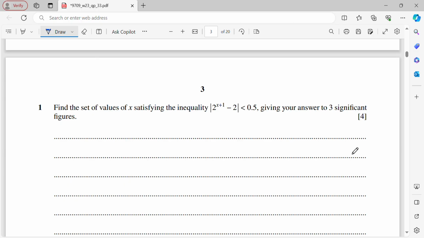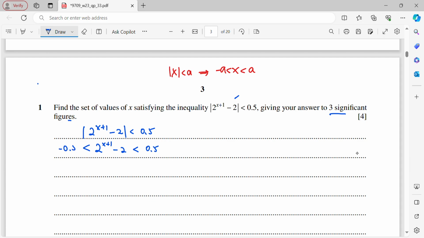First question: find the set of values of x satisfying the inequality modulus of 2 to the power of x plus 1 minus 2 less than 0.5, giving your answer correct to 3 significant figures. First of all, I will rewrite the question. For your information, if modulus x is less than a, that means x is between minus a and a. So from here, I will write 2 to the power of x plus 1 minus 2 is between 0.5 and minus 0.5.